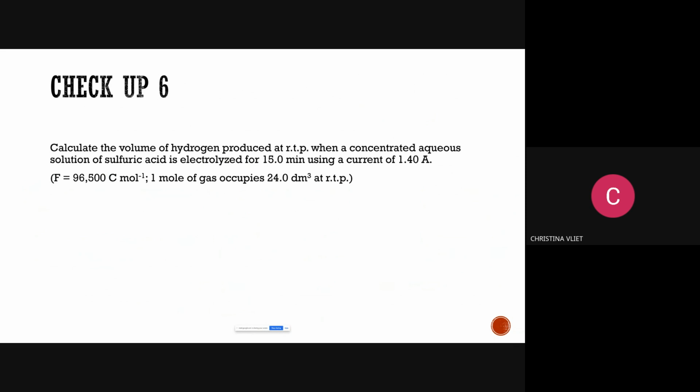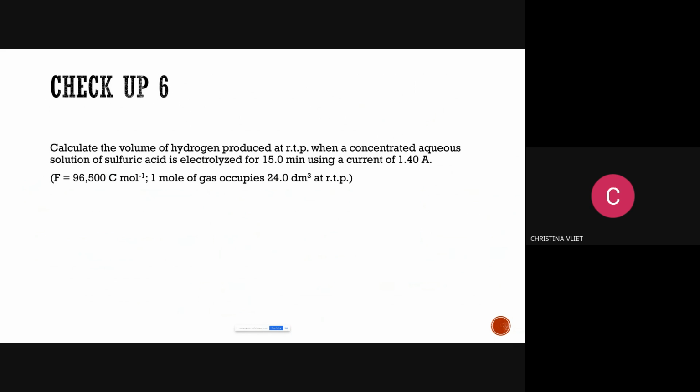Calculate the volume of hydrogen gas produced at RTP, room temperature and pressure, when a concentrated aqueous solution of sulfuric acid is electrolyzed for 15 minutes using a current of 1.4 amperes. So before we even begin, do you think it would be wise to figure out the equation for the electrolysis? Because you're going to need to use it for the math.